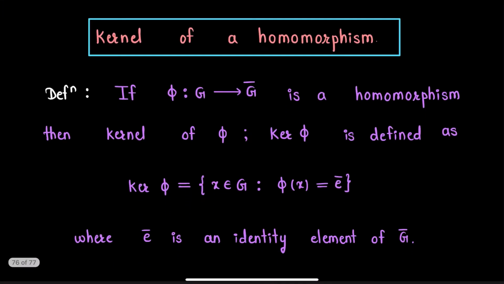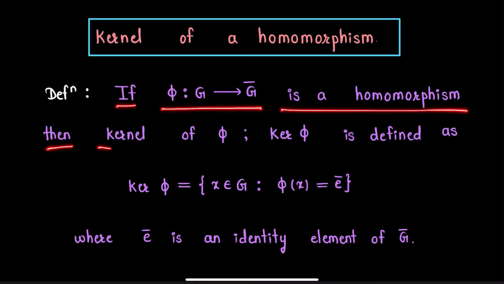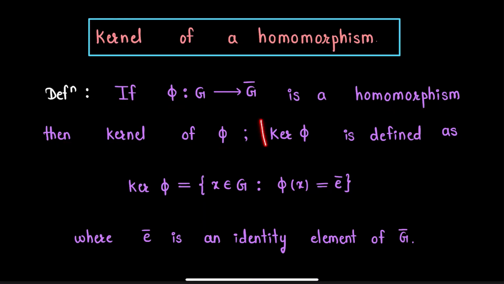Further, the definition of the kernel of a group homomorphism: if phi from group G to group G bar is a homomorphism, then kernel of phi, which is the symbolic representation for kernel phi, is defined as the set of all those elements x in group G such that phi of x is equal to e bar, where e bar is the identity element of group G bar. That is, kernel phi is the set of all those elements x in group G which get mapped to the identity element of group G bar.